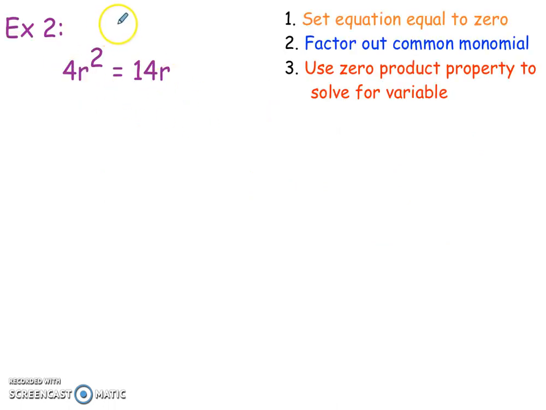Example 2, we've got 4r squared equals 14r. For this one, we are going to have to employ step 1. We have to set the equation equal to 0. I'm going to keep my r squared on the left and move my 14r. You want your lead coefficient, just like in the last unit that we dealt with, to be positive. So while I could subtract 4r squared from each side, that makes it a little bit more complex. So I'm going to subtract 14r from each side.